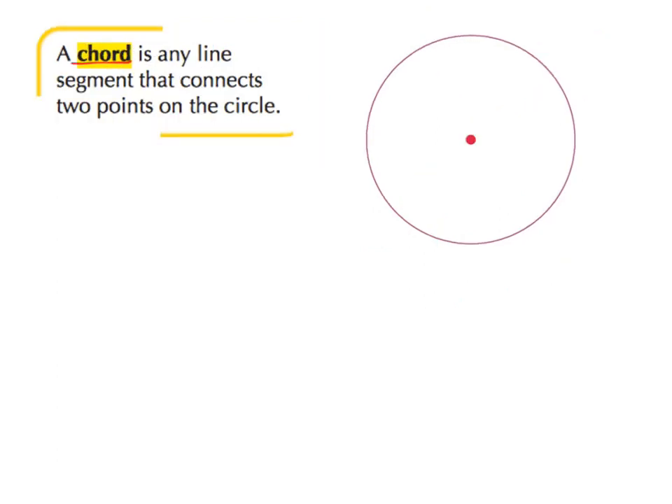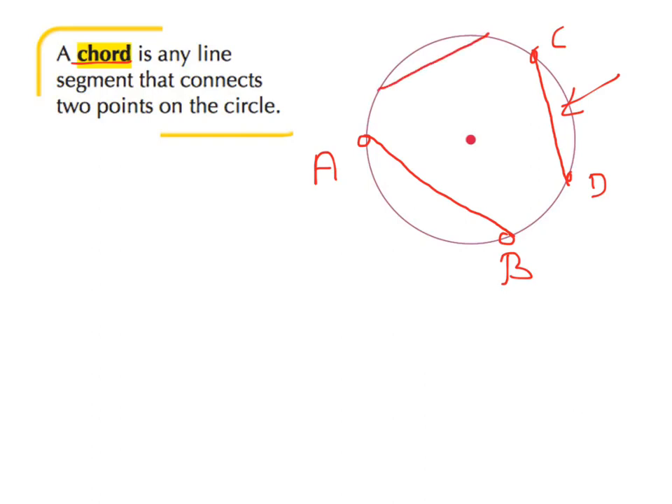What is a chord? A chord is any line segment that connects 2 points on the circle. Suppose you have 2 points on the circle, let's take A and B. A segment that connects any 2 points on the circle is called a chord. If you have points C and D, and we connect these 2 points, is this a chord now? Yes.